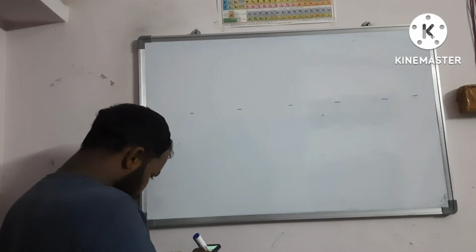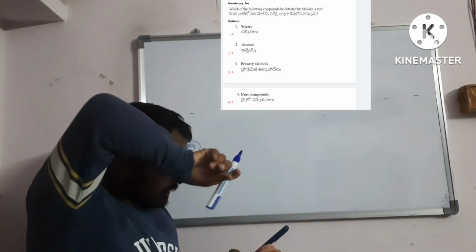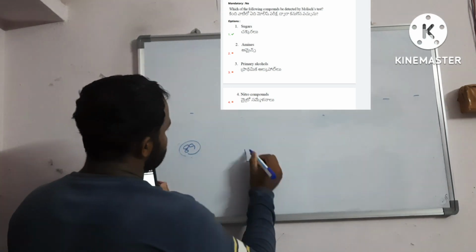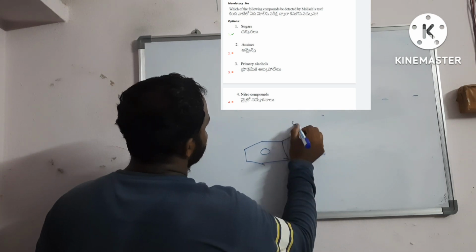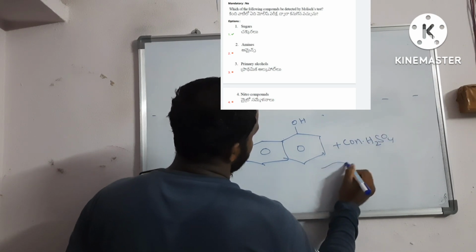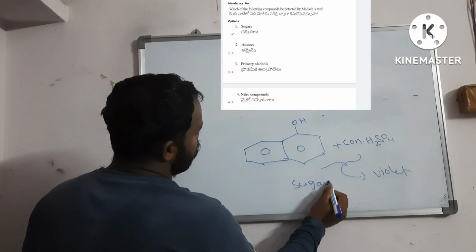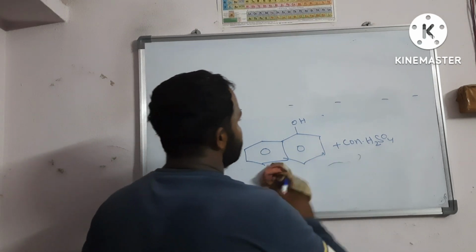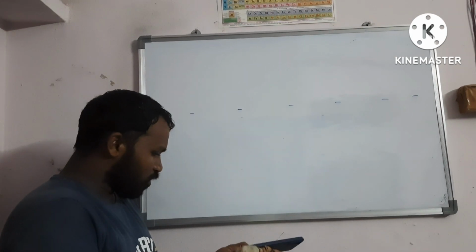Next, question number 89. Which of the following compounds can be detected by Molisch test, right? What is the Molisch test? So you should know the reagent first. This is alpha naphthol. In presence of concentrated H2SO4, it gives the violet color with sugars. Violet color with sugars is Molisch reagent. So what is the option? Sugars can be detected by using Molisch test.